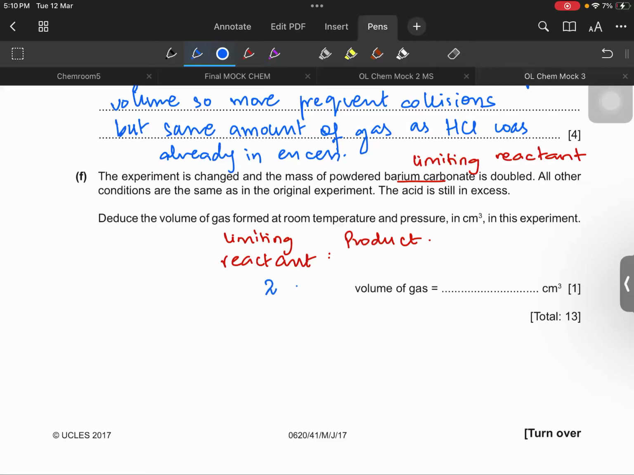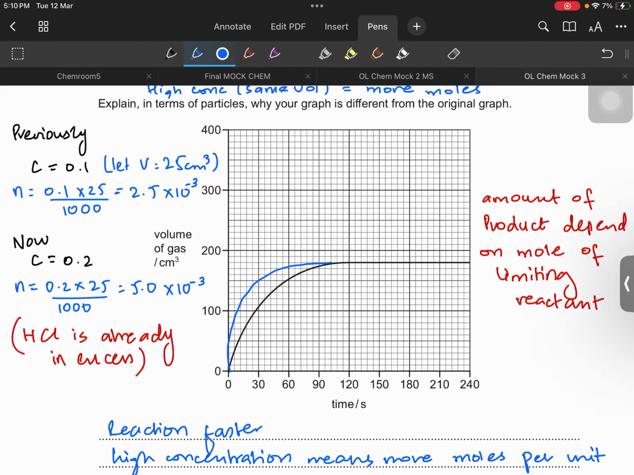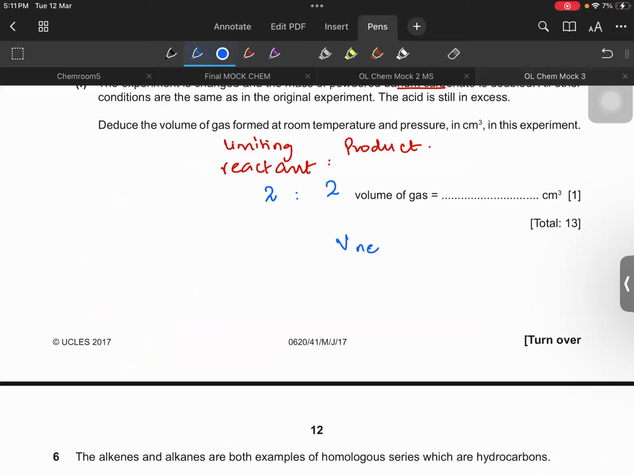If the limiting reactant is doubled, the product is also doubled. So what is the new volume going to be? Last time how much was it? Sir, 180. So the new volume is going to be 180 times 2, which is 360 centimeter cube.